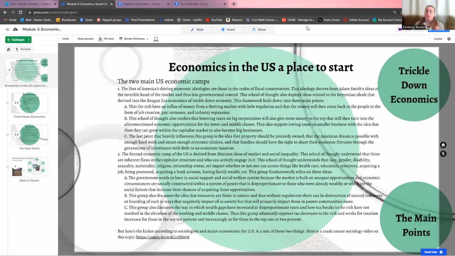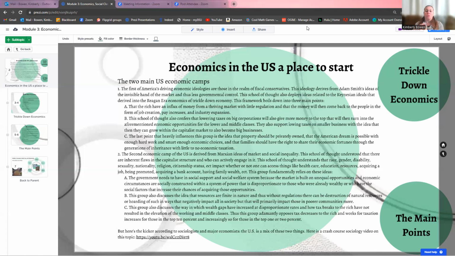So these are things to really try to comprehend as you go into society and start being active political members. And again, this framework really boils down into these 3 points: that the rich have an influx of money from a thriving market with little regulation, and that money will then go back to the people in the form of job creation, pay increases, and industry expansion.